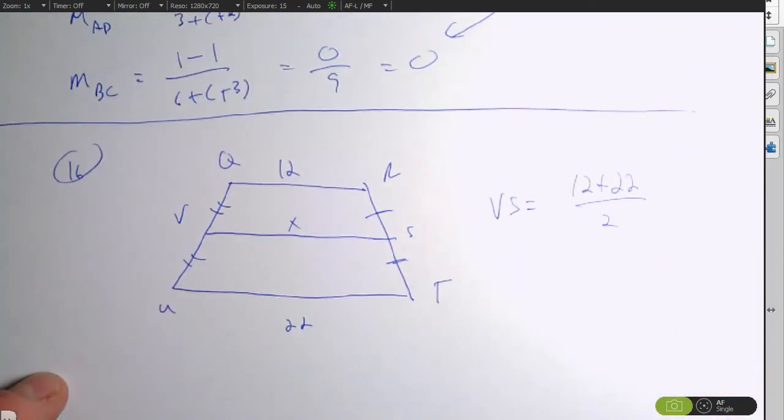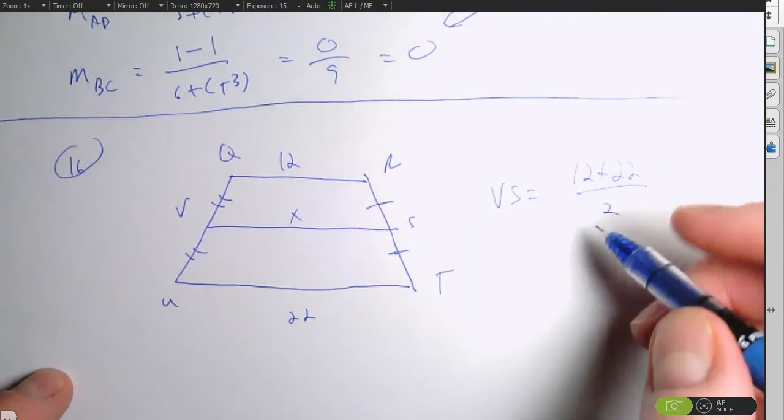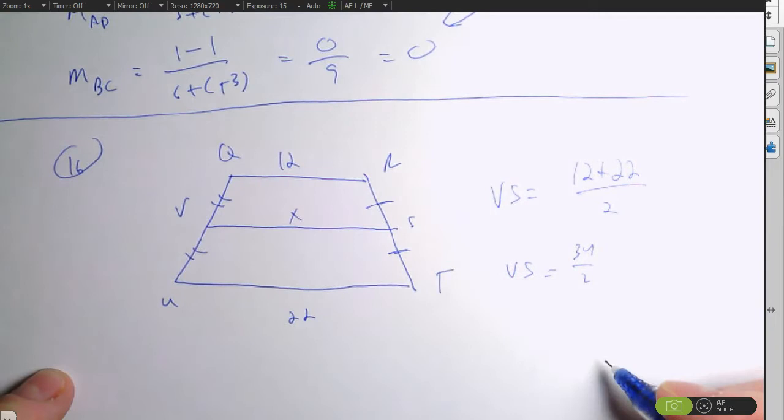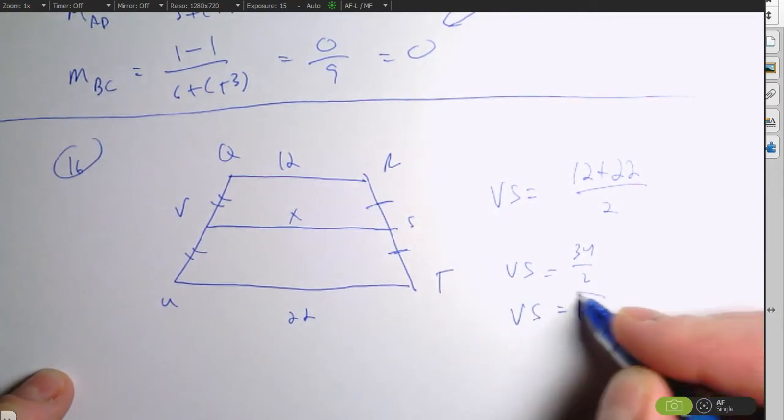Okay. So 12 plus 22 is 34. 34 over 2 is VS. VS is 17.